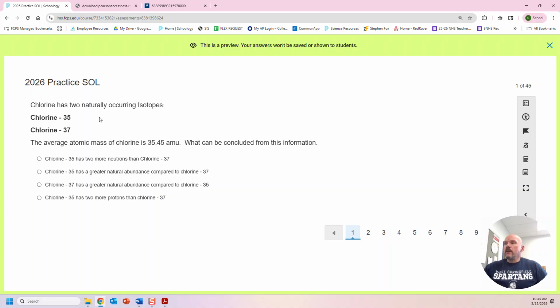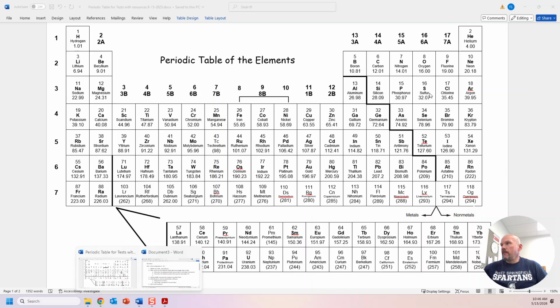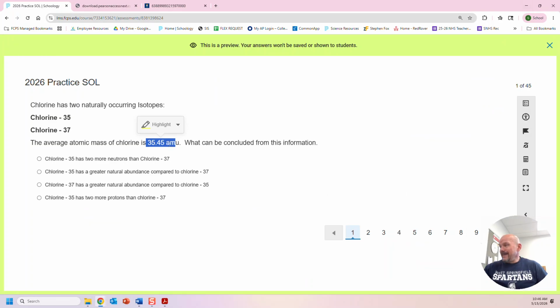So here we've got an average atomic mass question. They give us the isotopes. We have an isotope that has a mass of 35, and an isotope that has a mass of 37. They tell us the average atomic mass. Remember, we could look that up if they didn't give it to us. We go to the periodic table. Let me get the periodic table out. We find chlorine, 35.45. So they didn't need to give us this.